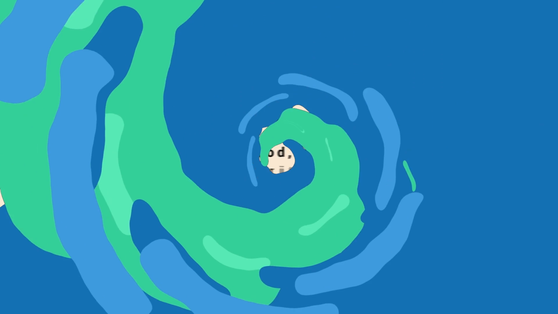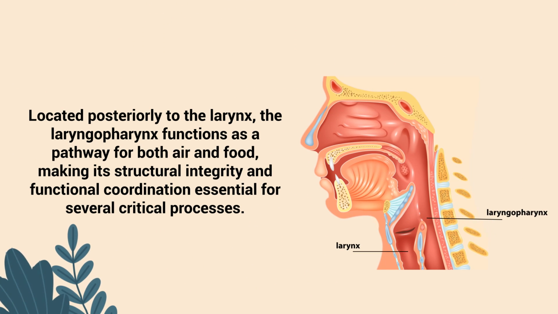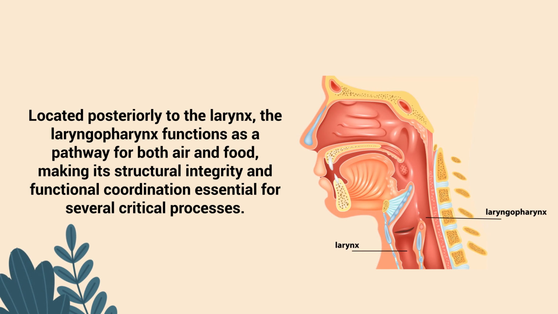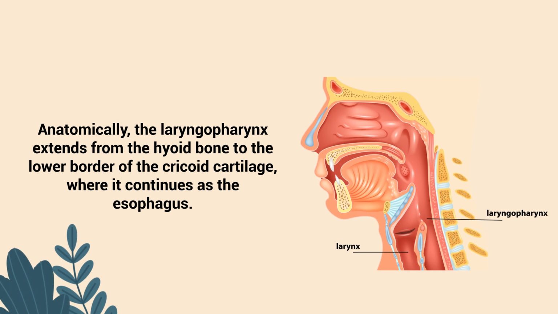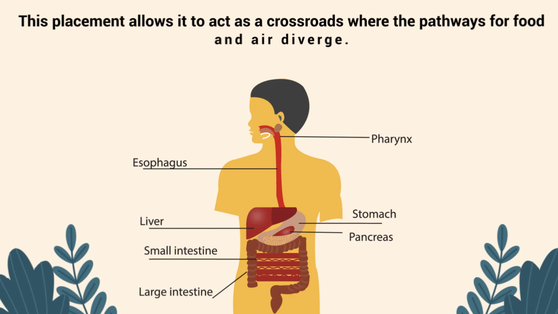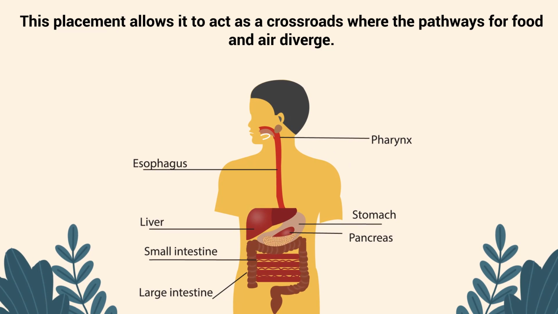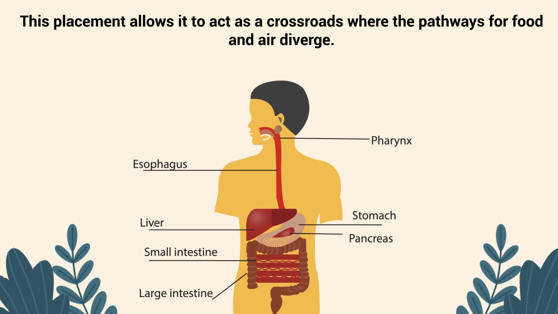Located posteriorly to the larynx, the laryngopharynx functions as a pathway for both air and food, making its structural integrity and functional coordination essential for several critical processes. Anatomically, the laryngopharynx extends from the hyoid bone to the lower border of the cricoid cartilage, where it continues as the esophagus. This placement allows it to act as a crossroads, where the pathways for food and air diverge.